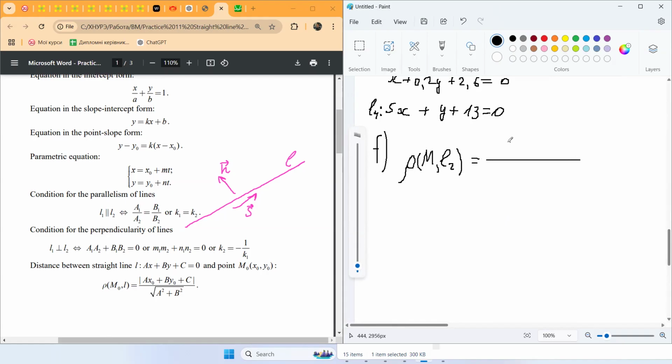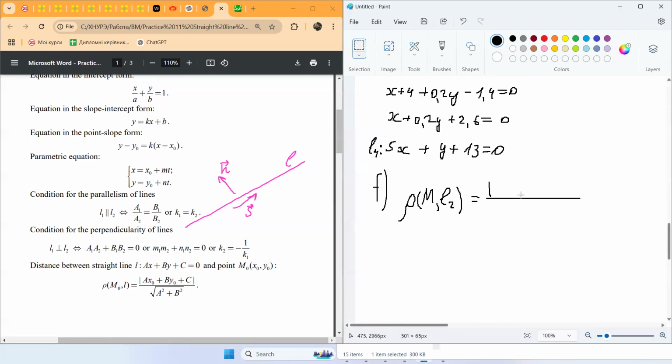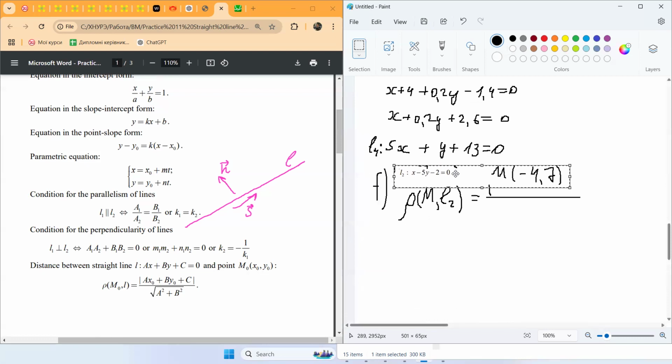So what we have. Yeah, of course, it will be nice to copy and paste, to always see the conditions that we need.